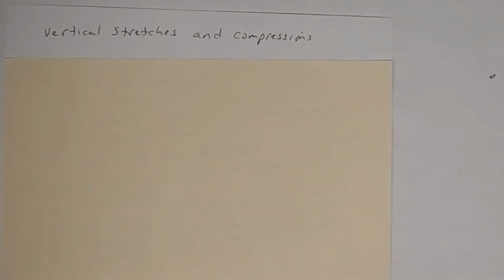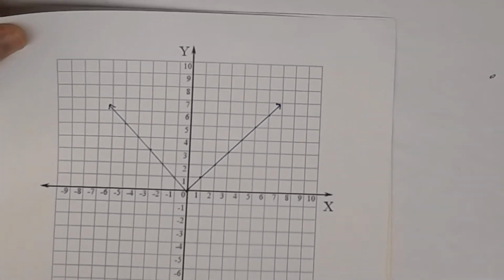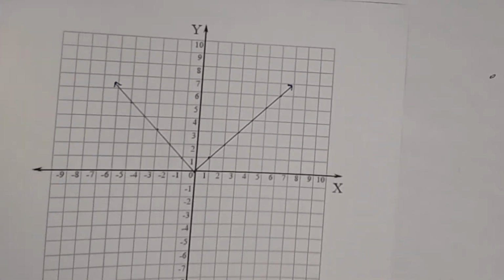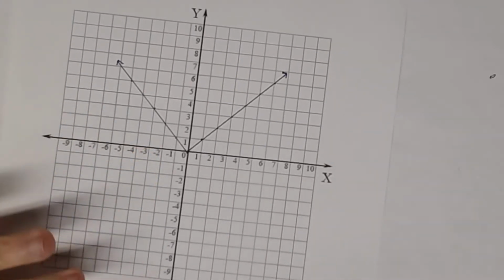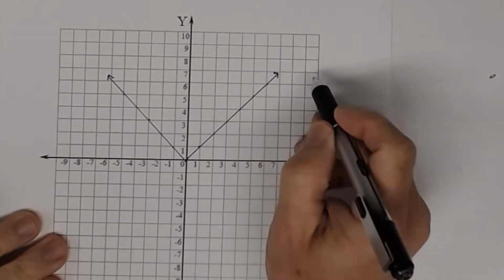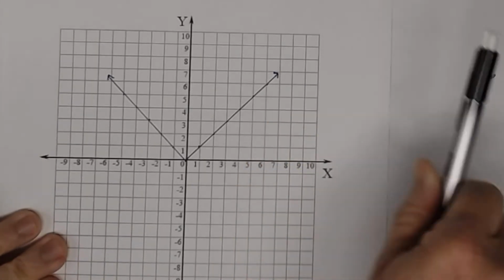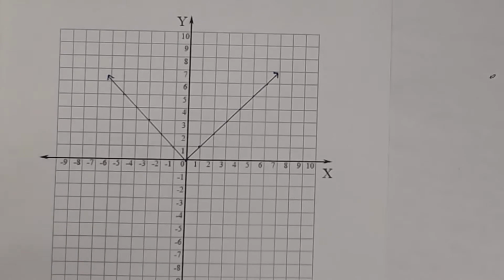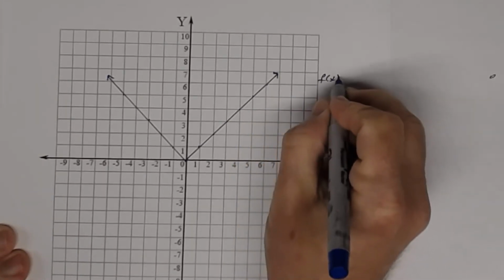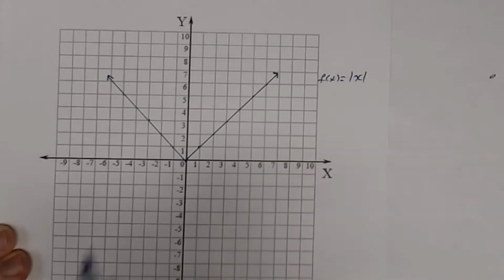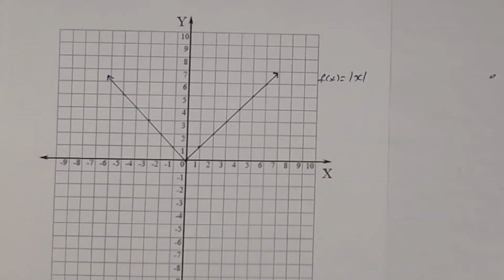In this lesson, we're going to look at vertical stretches and vertical compressions. To start this lesson, let's look at this example. This is the absolute value function, and I'm going to label this f of x equals the absolute value of x. That's the absolute value function that you see here.